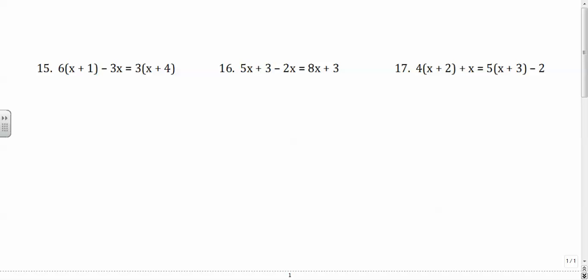Okay, so the next three problems I want to look at are the three along the bottom of the front page, which are 15, 16, 17, just because they're a little different, and I want to make sure you guys understand what means what when we're talking about solutions.